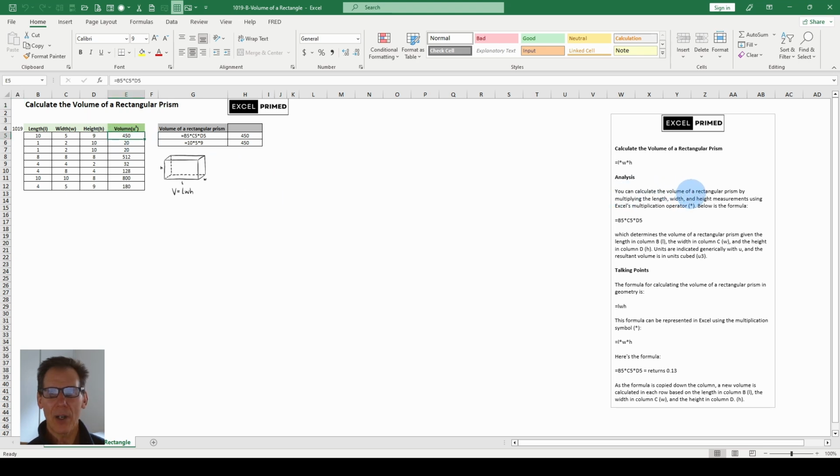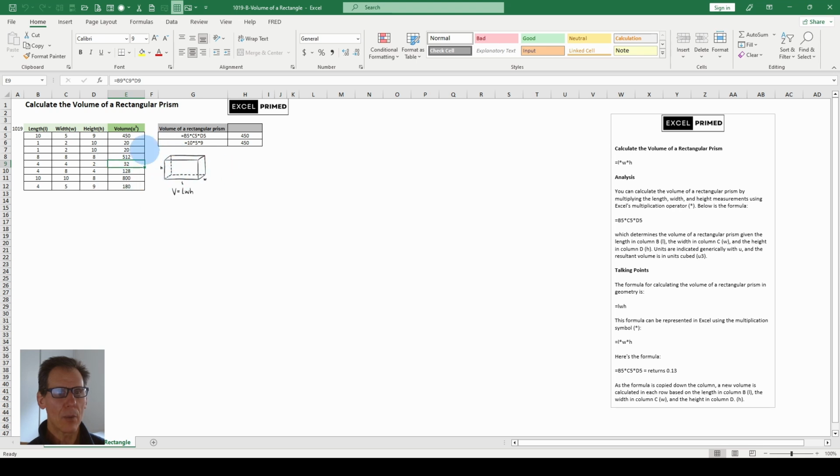You can calculate the volume of a rectangular prism by multiplying the length, width, and height measurement using Excel's multiplication operator. This formula determines the volume of a rectangular prism given the length. F9, we're just calculating. Think of this as an aquarium.